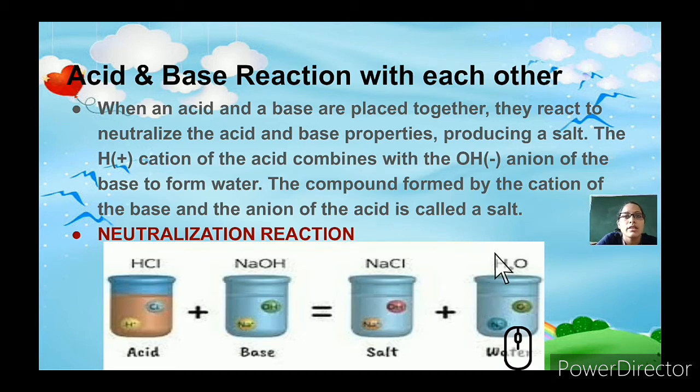So you can see that when an acid and a base are placed together, they react to neutralize. They form a neutralization reaction. What type of reaction is it? It is a neutralization reaction, and they form the product, salt.